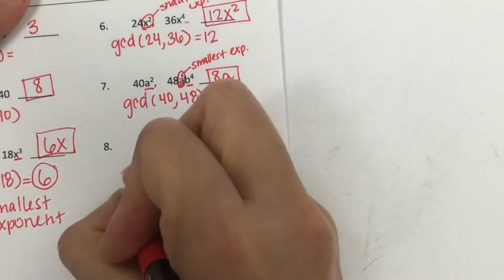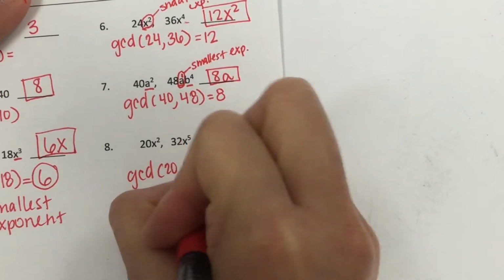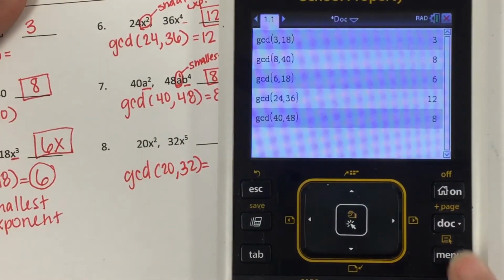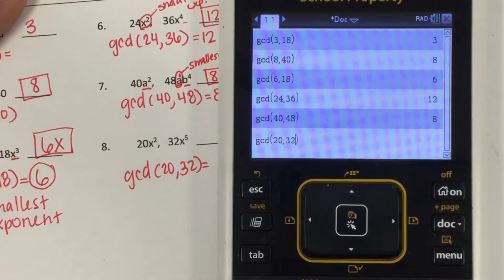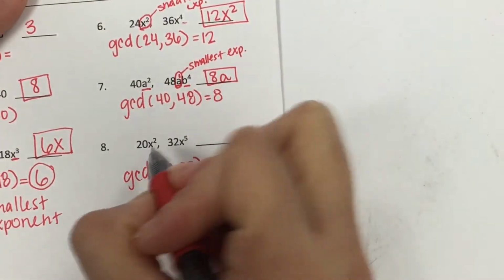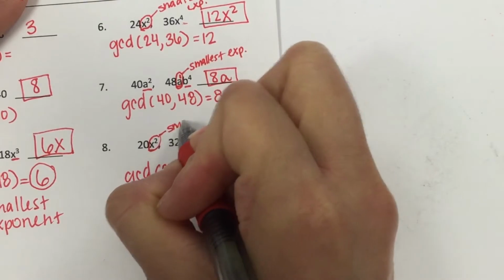On number 8, you're going to find the GCD of 20, 32. So you're going to take your calculator and use menu 2, 5, 20, 32. You get 4. So 4, and then you look at your variables, and x squared is the smallest exponent.